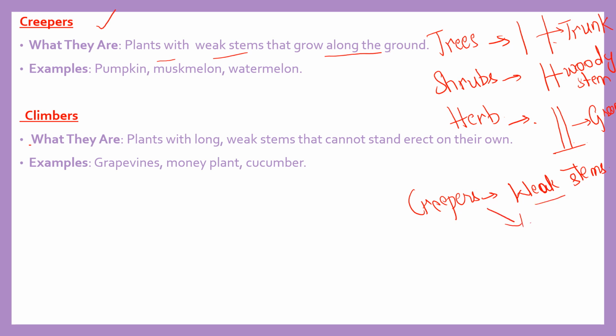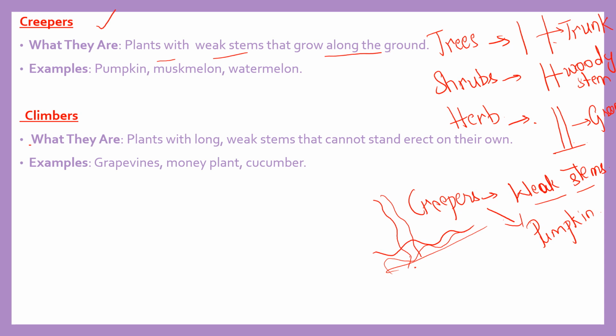These weak-stemmed plants too can hold big fruits like pumpkin, muskmelon, and all that. How is it possible? It is because they grow along the ground. They just grow on the ground. They'll say, okay, I have weak stems, it's fine. What happens if I can't stand erect? I will creep along the ground and I'll give you nice fruits and vegetables. That is about the creepers.